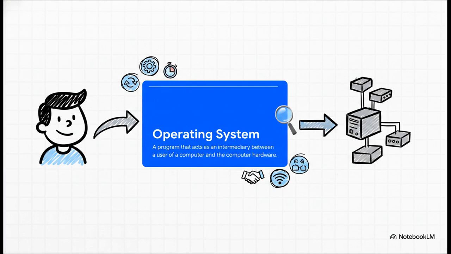And that right there is the most crucial point to remember. The OS is the great intermediary. It has two main goals. One, make the computer easy for us to use. And two, make sure all that expensive hardware is being used as efficiently as possible. It's both a manager and a facilitator, really.